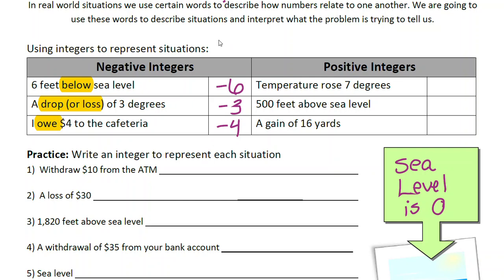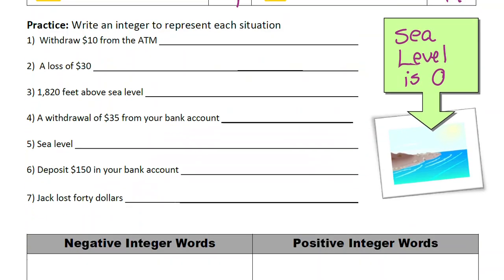Now, if we think about positive integers, the temperature rose 7 degrees. So rose 7 degrees, and that would be a +7. I'm 50 feet above sea level, and that's going to be +50 because I'm above that 0 line. And then I have a gain of 16 yards. When I gain, that's going to be positive, so I have +16.